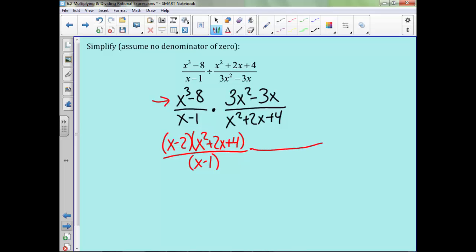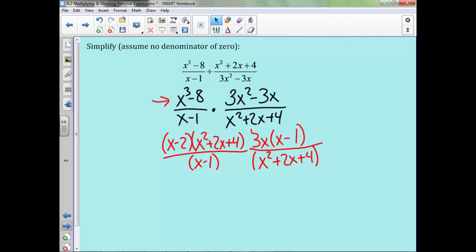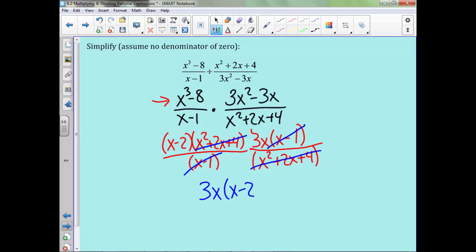Numerator on the right side, we can factor out a 3x. We're left with x minus 1. And denominator actually does not factor, it's prime, so we'll just rewrite it. And now, let's look. This x squared plus 2x plus 4 will cancel. The x minus 1s will cancel. So we're left with 3x times x minus 2.